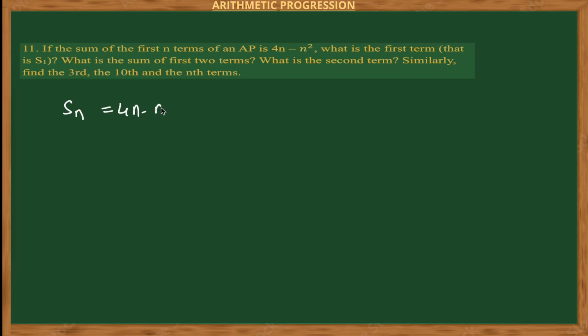4n minus n square. So if we replace n, whatever the term is, this is the formula which has been given here. Okay, so let's utilize it. Sum of n terms, so this is how it is. Sn is equal to 4n minus n square. Sum of the n terms is represented this way.